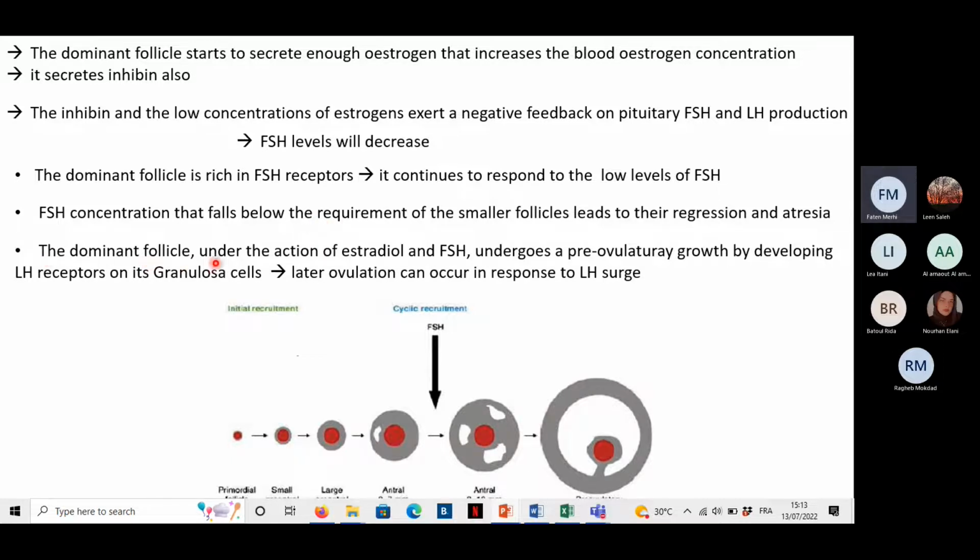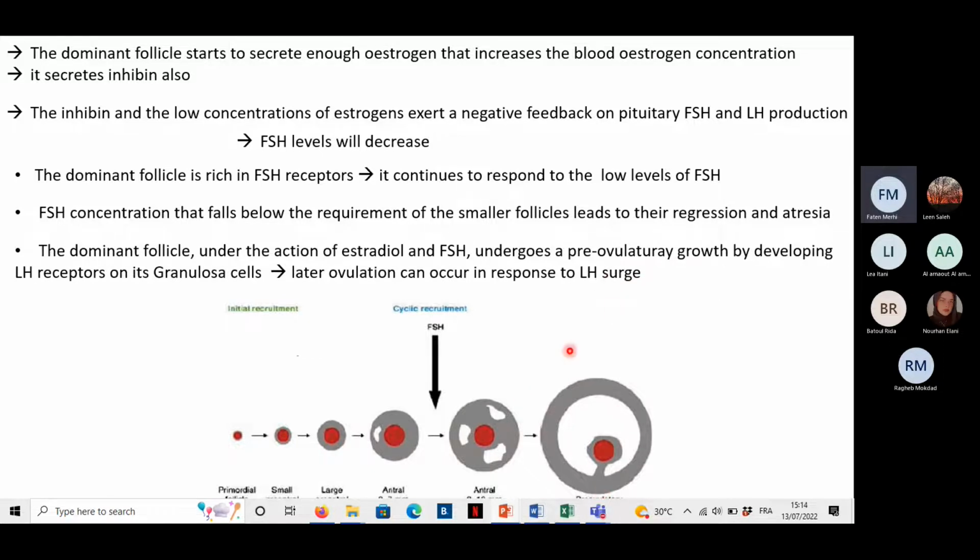Okay, and the dominant follicle under the action of estradiol and FSH undergoes a pre-ovulatory growth by developing LH receptors on its granulosa cells. Now, the dominant follicle under the action of FSH and estradiol will develop LH receptors on its granulosa cells. Okay, and thus, the later ovulation can occur in response to the LH surge, because as we have said, the ovulation will occur in response to an LH surge.